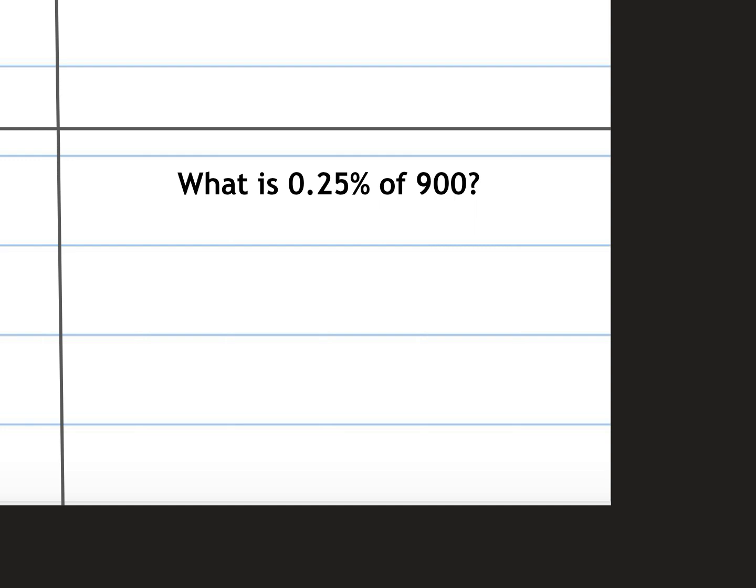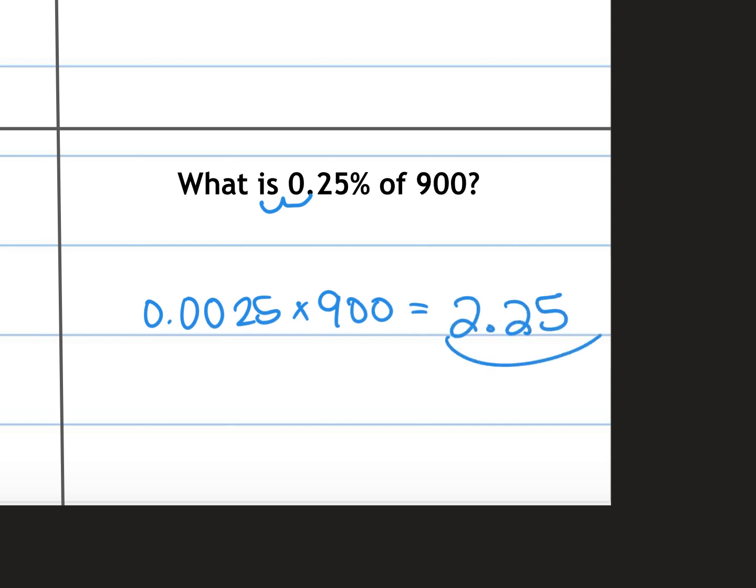What is 0.25% of 900? So again, we're going to start where the decimal is and go 2 spots to the left from there, 1, 2, which is 0.0025. "Of" means multiply by 900. Plug that in on my calculator. 2.25 for my answer.